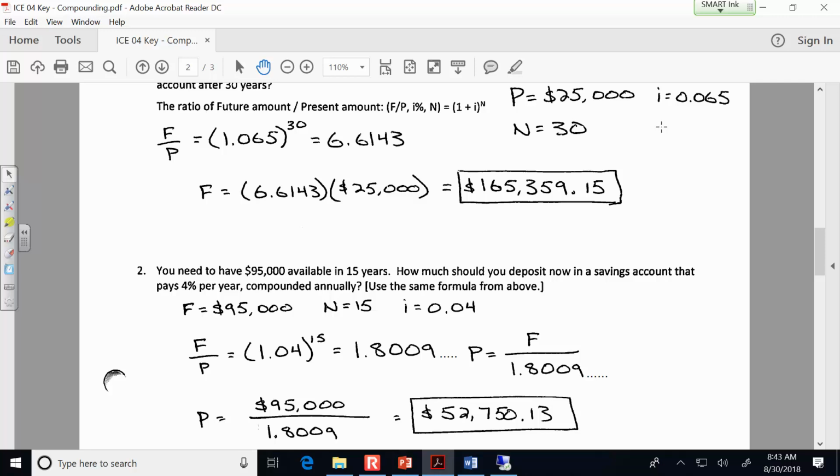All right, so that's just the one thing I wanted to say about rounding off: don't round off until the very end, and then you can round off to the nearest penny. Otherwise, just keep all of those digits of accuracy in your calculator.